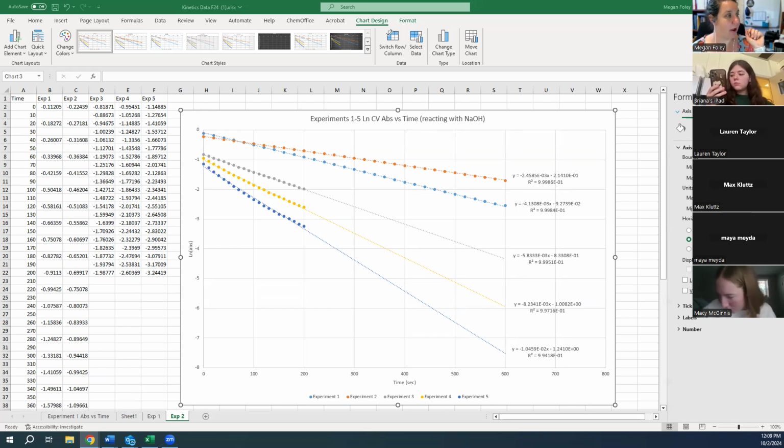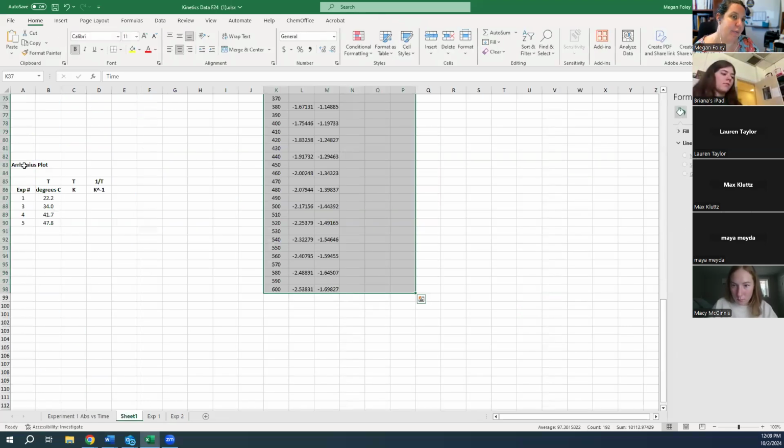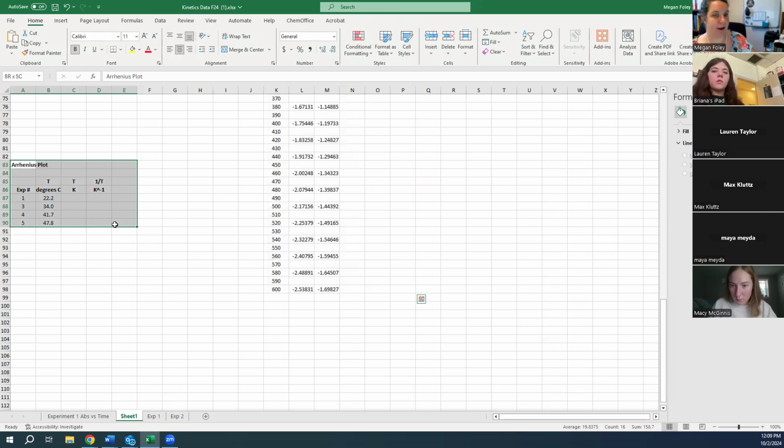And the last part of this lab is going to be creating an Arrhenius graph to figure out what the activation energy for our reaction is. So we're going to go back to sheet number 1. And we're going to copy this right here, the Arrhenius plot information.